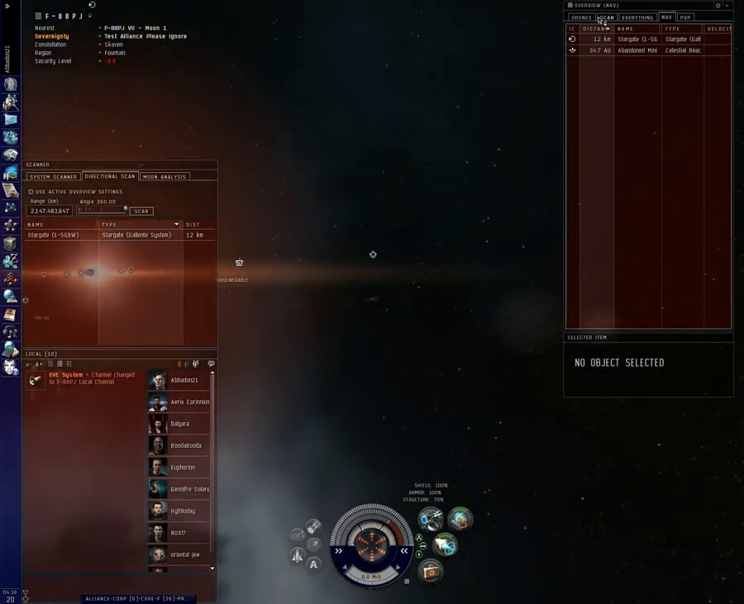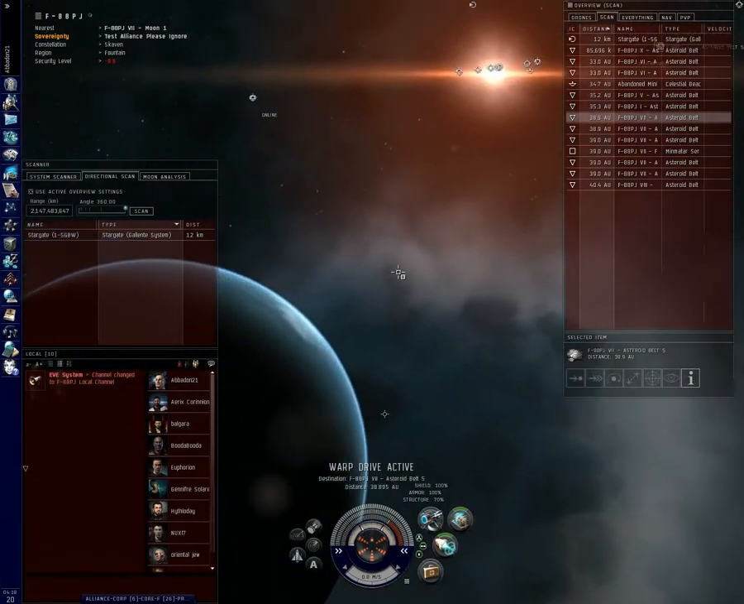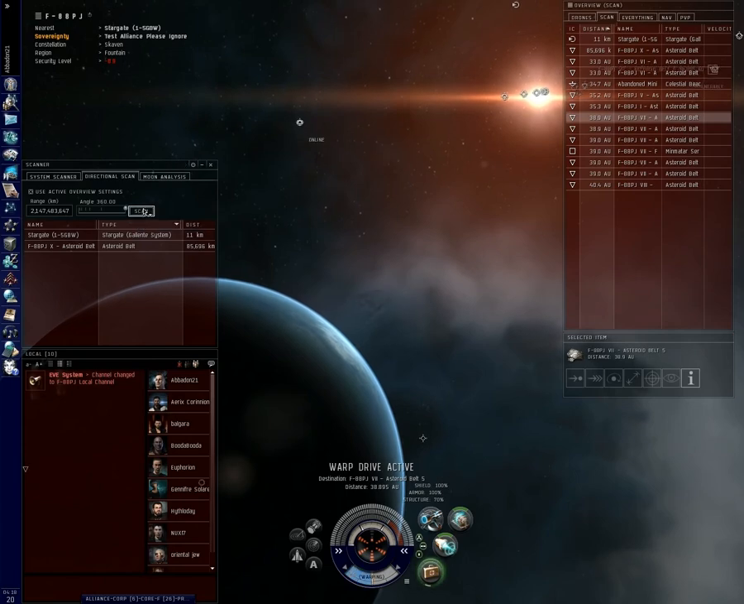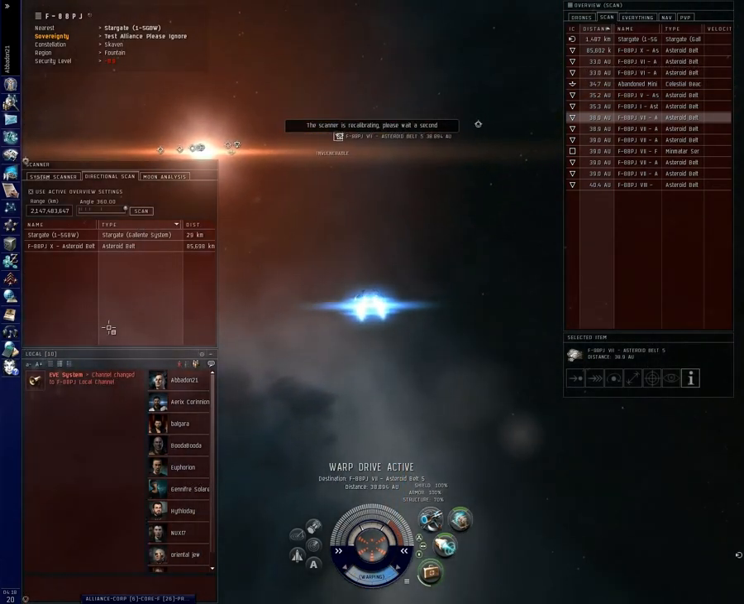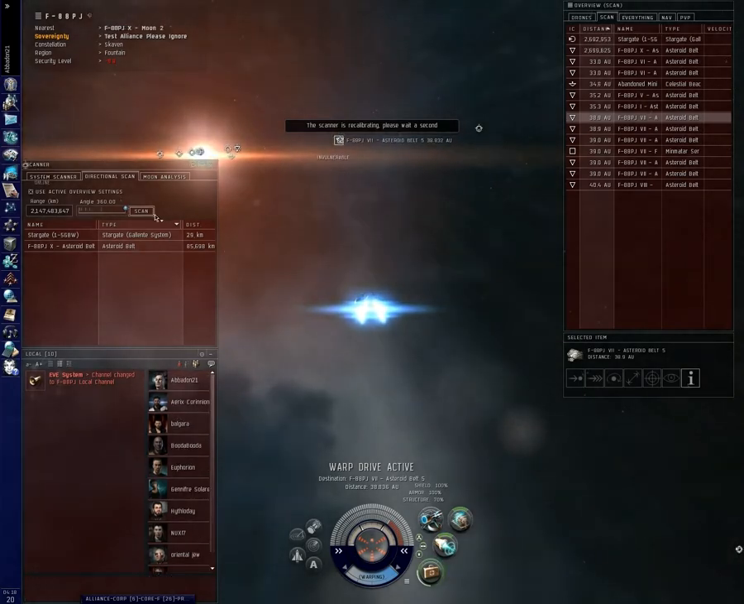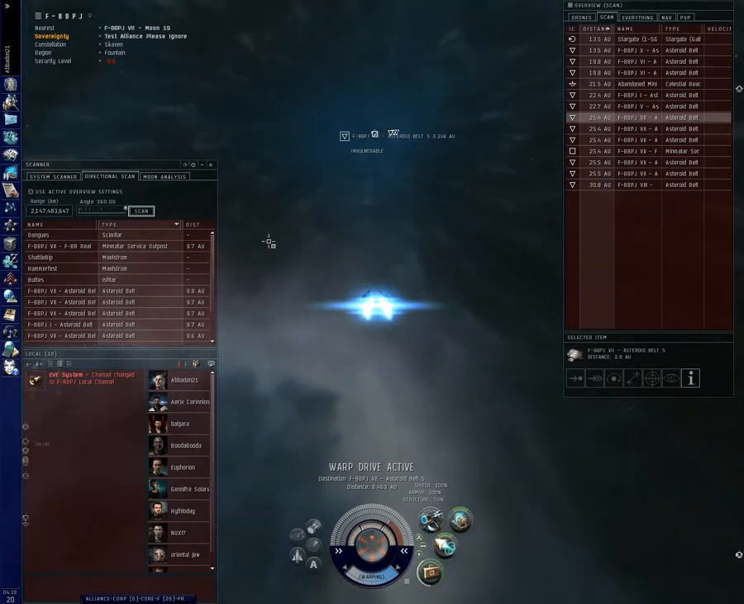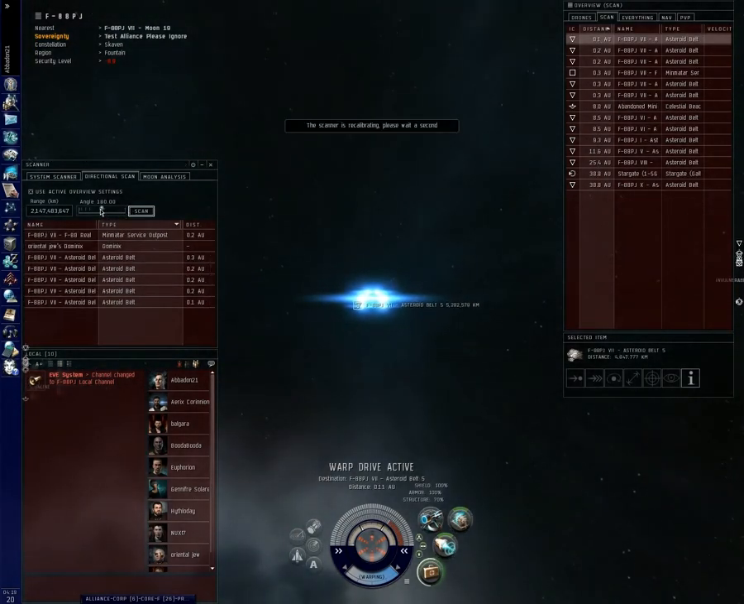Alright, in this system everything is away from the gate. I'm going to go here to this cluster of belts, planet 7. I'm in warp. Run my scanner. Let's see. Got 9 pilots in the system besides me. Alright, 2 Maelstroms, Ishtar, Scimitar. That's interesting. Ooh, and a dummy.